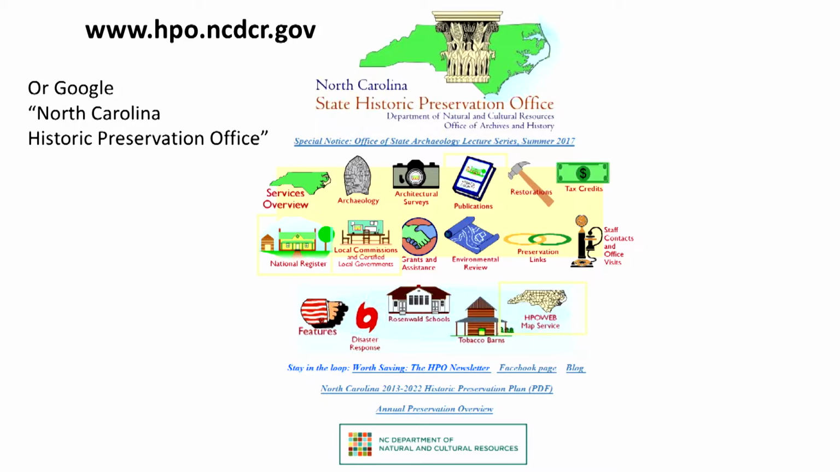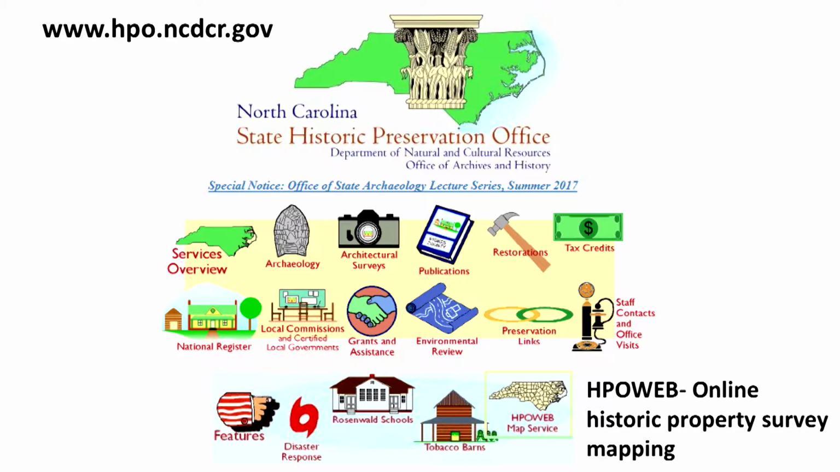And you see the address there, hpo.ncdcr.gov. The places we're going to be looking at are the online resources. The first site we're going to go to is the HPOweb, which is the online historic mapping service, down here among the features on the home page.